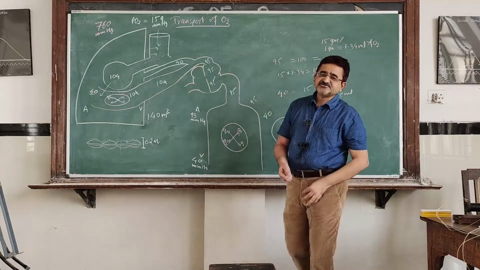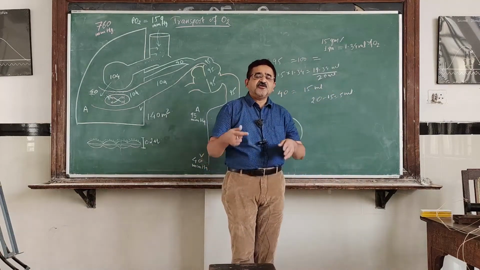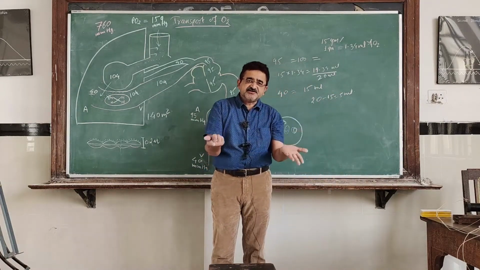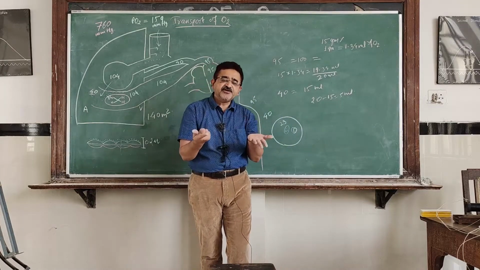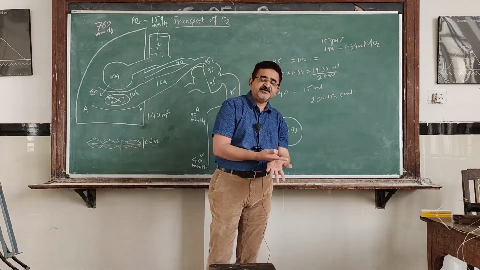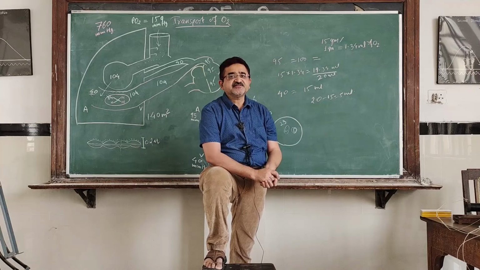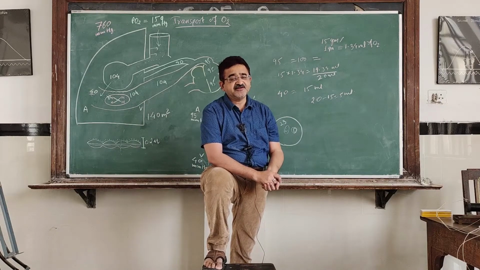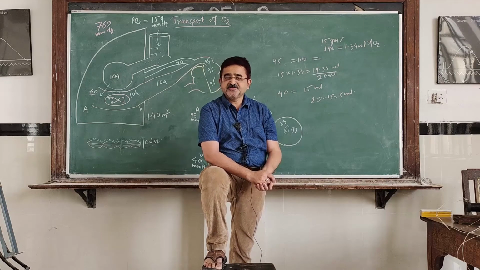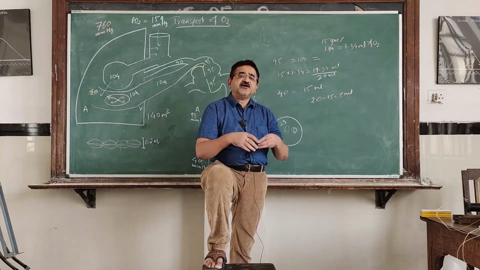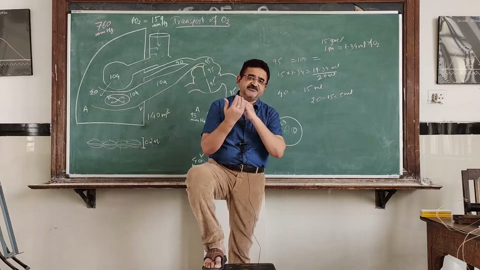So what is utilization coefficient? How much amount of O2 is taken up by the tissue from every 100 ml of the blood, and it is 25% of oxygen that is available in that 100 ml of blood. So this is about how oxygen is delivered.